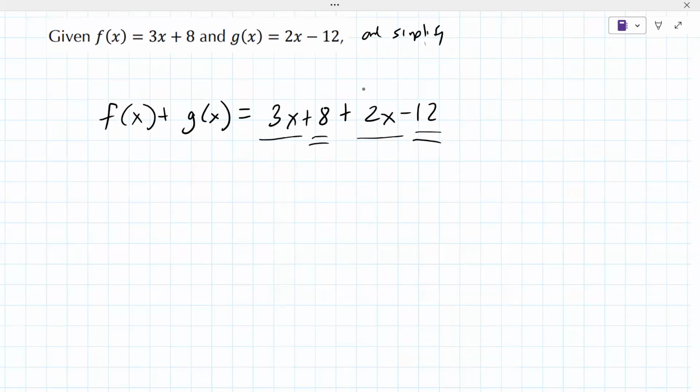5x minus 4. Good. All right, now let's do the same problem here again.